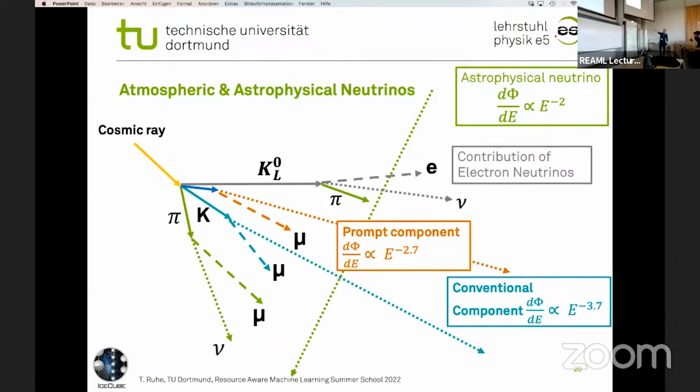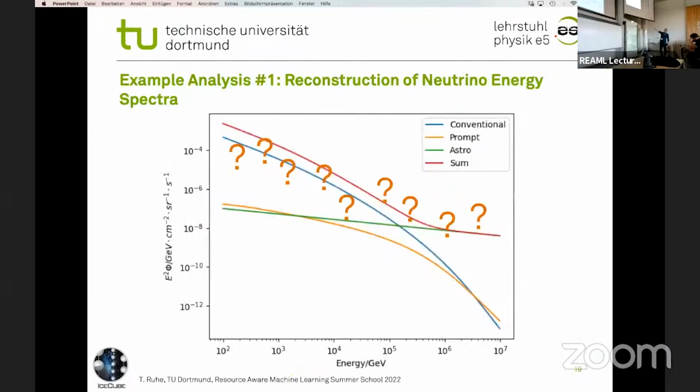So the prompt component is originating from mesons that also have a charm quark, and they decay much faster, these mesons, right? They live on the order of 10 to the minus 12 seconds, so 4 orders of magnitude smaller in lifetime than the pions and kaons. And because they decay so swiftly, they do not have any time to interact and do stuff. So they follow the spectrum of the initial cosmic rays more closely, and we expect a different energy dependence. And now if I go back, you can see this here, right? This is the E to the minus, it's not exactly E to the minus 2, it's E to the minus 2.2 in this plot.